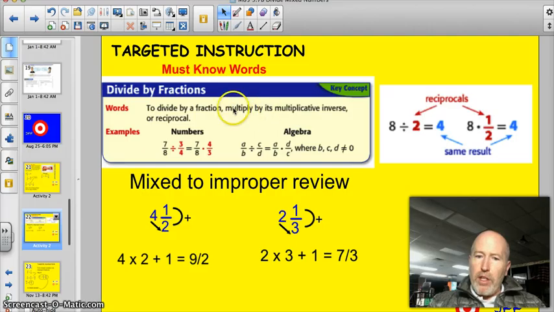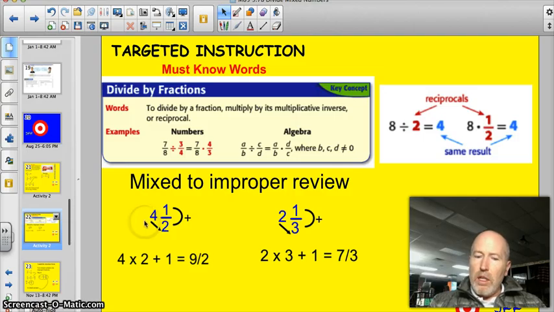All right, let's take a quick review of some vocabulary words here. When you divide by fractions, you're going to multiply by its multiplicative inverse or its reciprocal. And we talked about that, how 7/8 divided by 3/4 can be solved by taking 7/8 times 4/3. Take a look at these two. Multiplicative inverse. All right, and here's a reciprocal problem over here. 8 divided by 2 equals 4, being the same as 8 times the reciprocal of 2, which is 1/2, also equals 4.